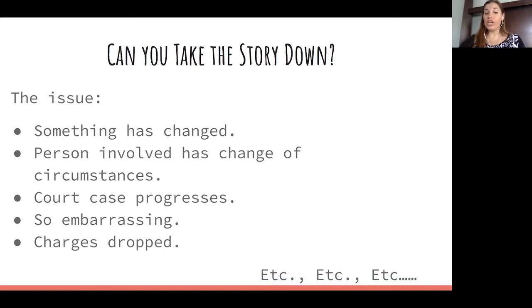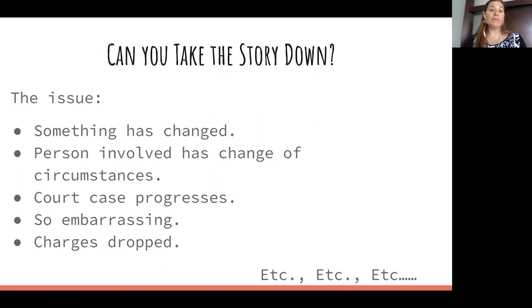Yes, something has changed, but if we take the story down, then will anyone ever know that that doctor's license was revoked? Maybe not. A lot of people don't look up on the government websites to see the status of a doctor's license, to see if they have previous charges or anything against them when it comes to their license. So we would decide in those situations to keep the story up.